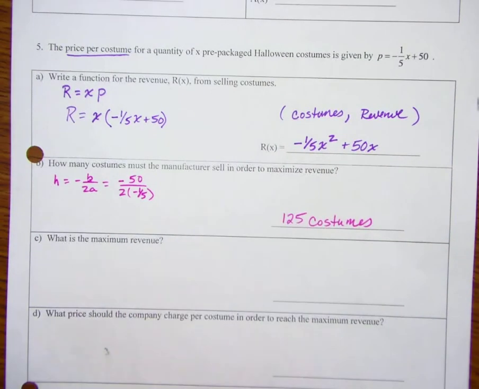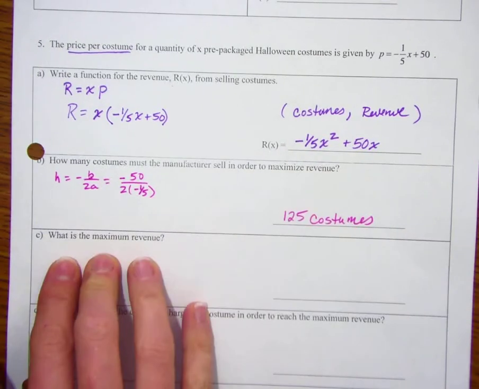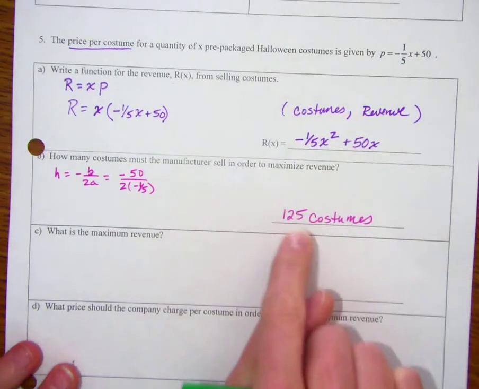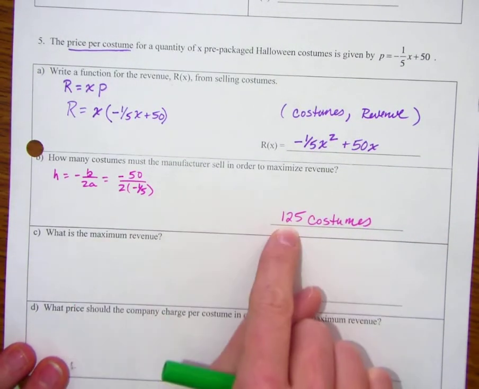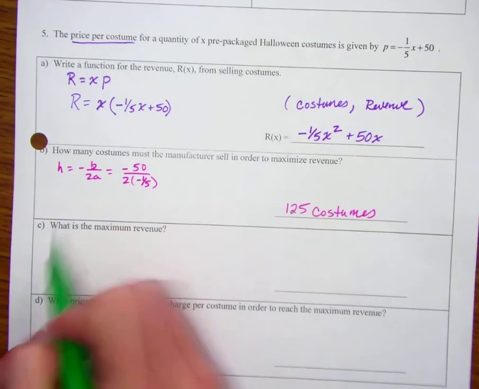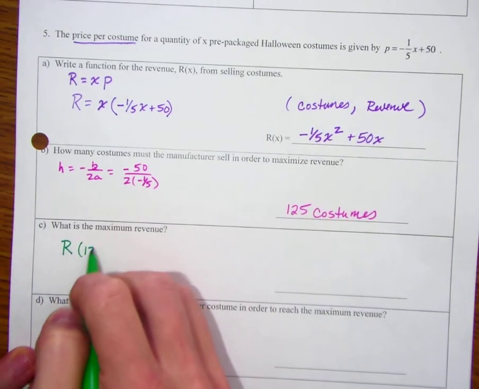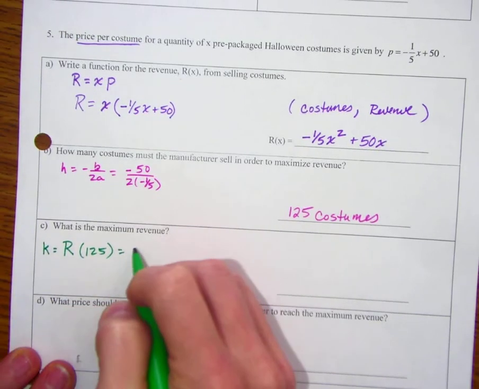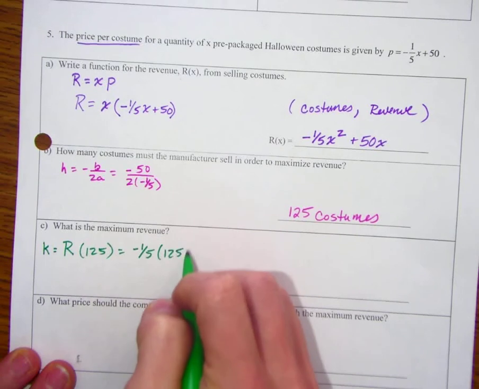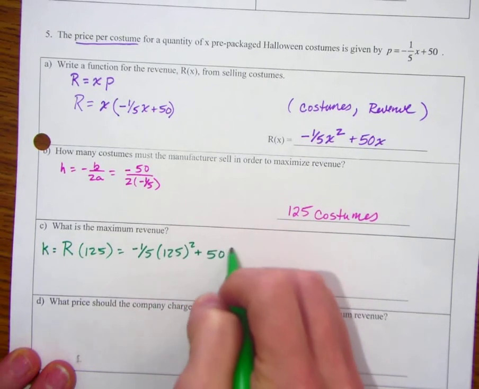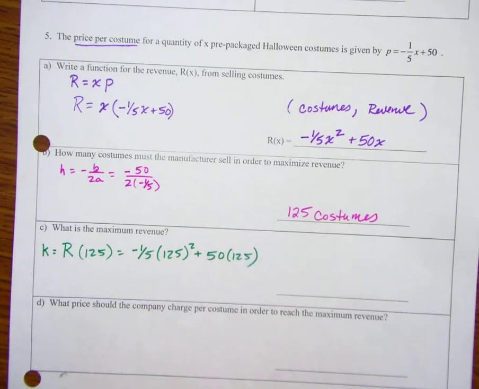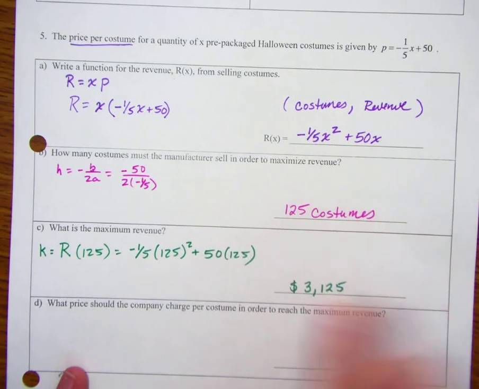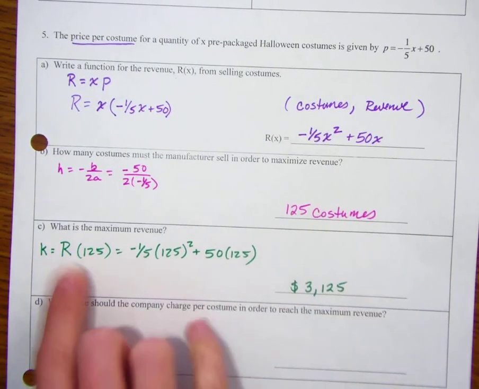So now that we know we need to sell 125 costumes, we need to figure out, what would the maximum revenue be if we were to actually sell that? What that means is we're going to take our 125 and evaluate our revenue function. So we're going to find revenue if we sell 125. So this is the k value of the vertex. So we get -1/5 times 125 quantity squared plus 50 times 125. So you would plug that into your calculator, and then you're going to end up with $3,125. So you want to make sure to add that dollar symbol because revenue is money.